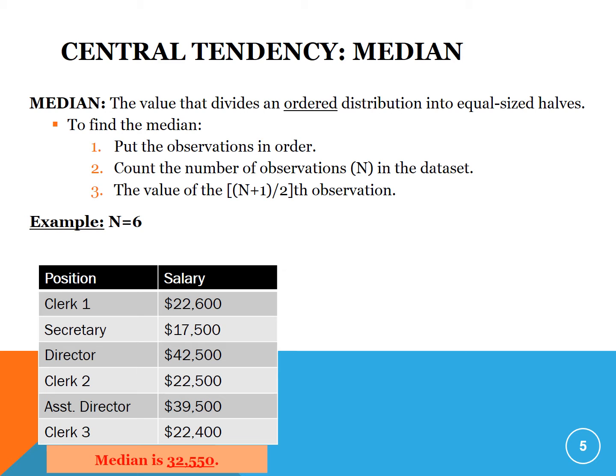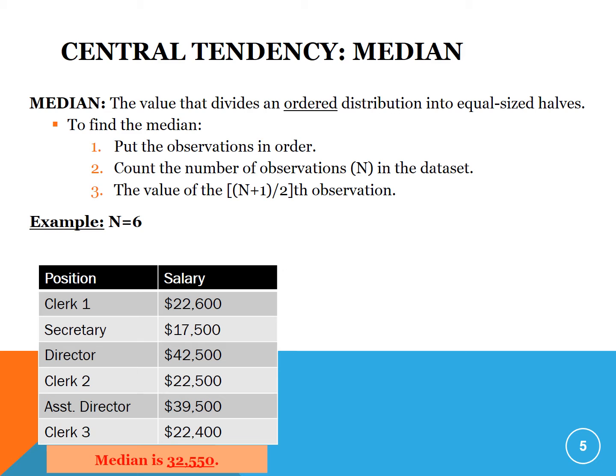We take the total number of observations, which is 1, 2, 3, 4, 5, 6. So there are 6 salaries here. We take 6. You see number 3 there, the value of n plus 1 over 2. So let's do that. N is the number of observations. So 6 plus 1, which is 7. 7 divided by 2, which is 3.5. So the 3.5 observation.